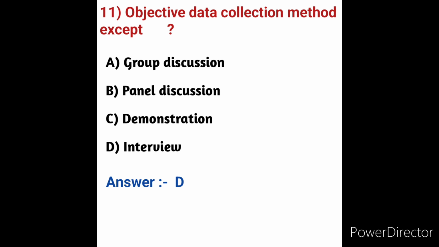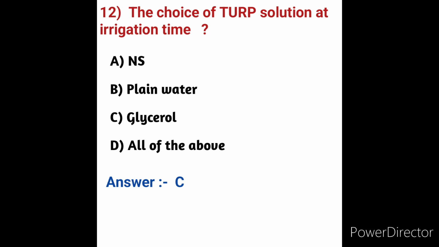Next move on to question number 12. The choice of TURP solution at irrigation time. The choice of TURP solution is used at the time of irrigation. What is TURP? Transurethral resection of the prostate. Here TURP means transurethral resection of the prostate gland. Here we will see the options first. Option A NS, option B plain water, option C glycerol and option D all of the above.